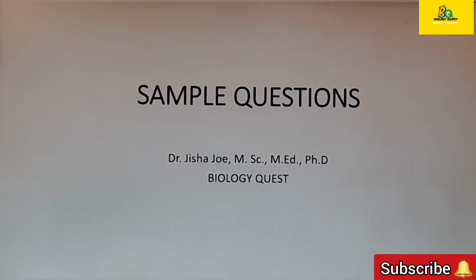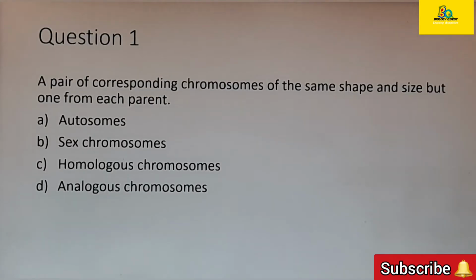So we are moving on to the discussion of question 1 in our sample question paper for biology. Question 1. A pair of corresponding chromosomes of the same size and shape, but one from each parent. So look at the options. Option A, autosomes, B, sex chromosomes, C, homologous chromosomes, and D, analogous chromosomes.